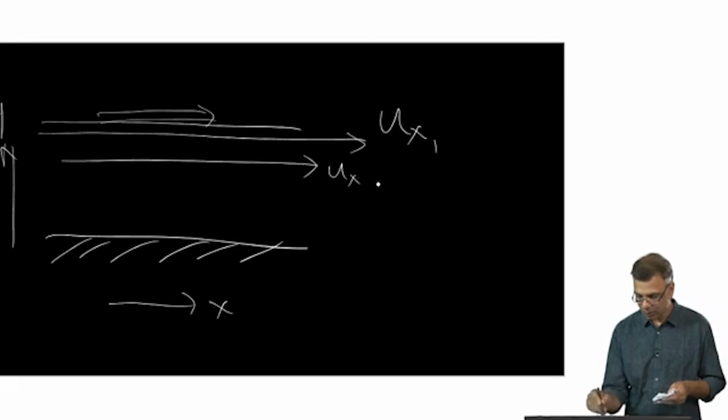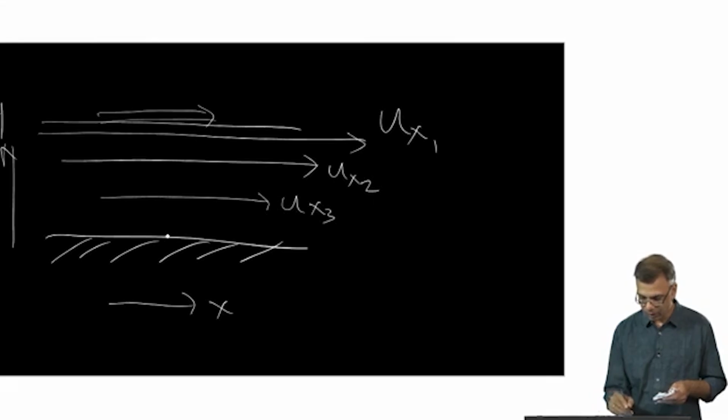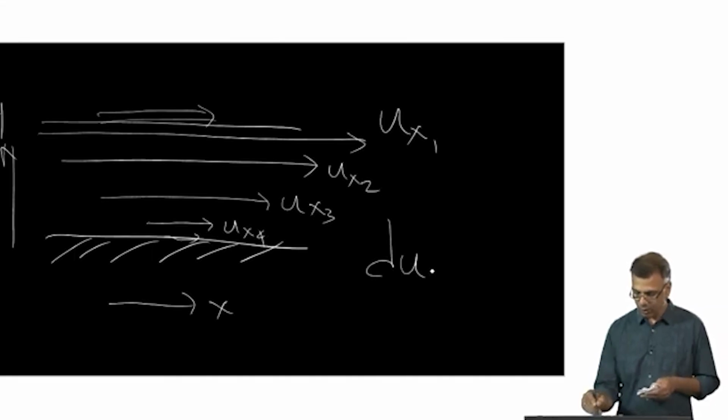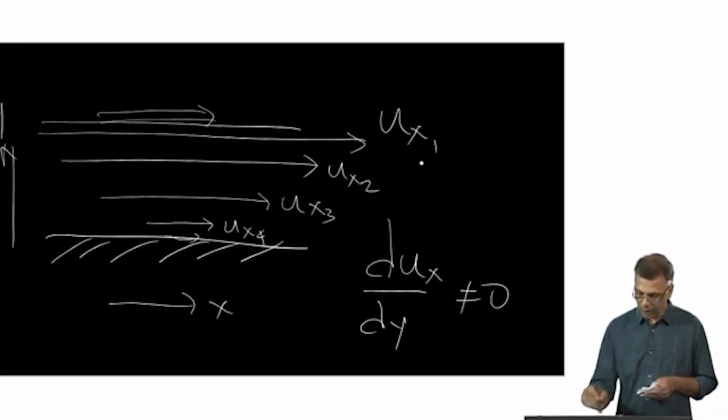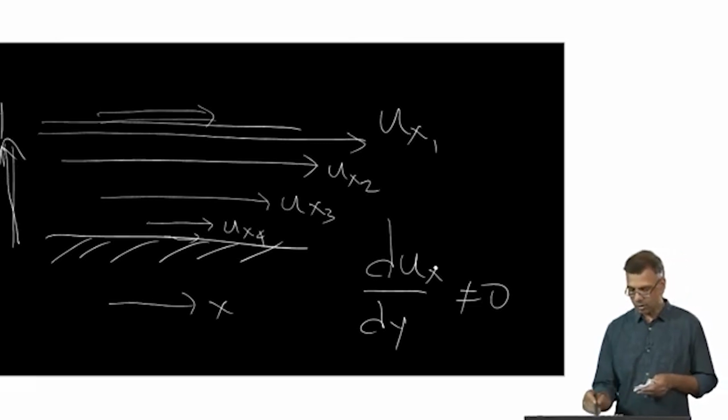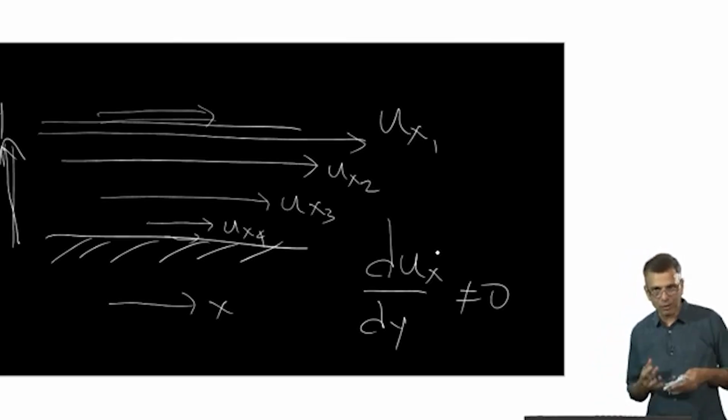This is ux1, ux2. The next layer would flow with slightly reduced velocity like this, until you come to the bottom where the honey actually sticks, and there's practically no velocity. And if you wish, you can also draw ux4. In other words, there is a dux/dy that is non-zero. There's a gradient. The ux varies with y, right? And so there's a non-zero gradient, and this is what characterizes a fluid.